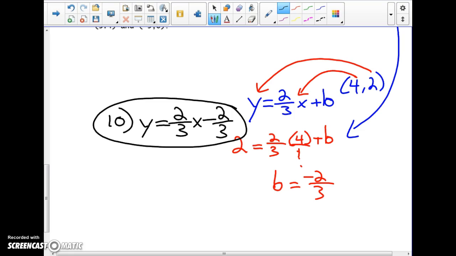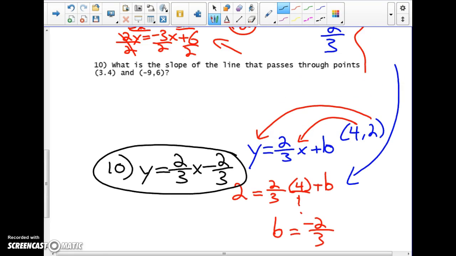The last one, that was number 9. My bad. And last but not least, number 10. I don't have a graph. Okay, so if I don't have that, I'm going to be using this to find some slope.